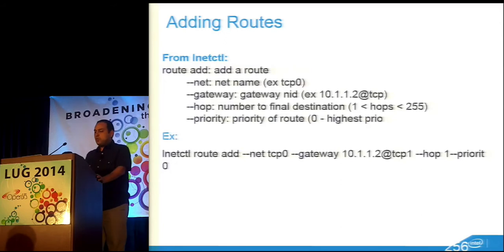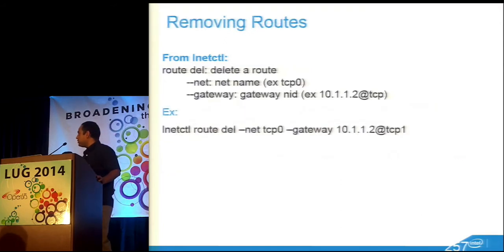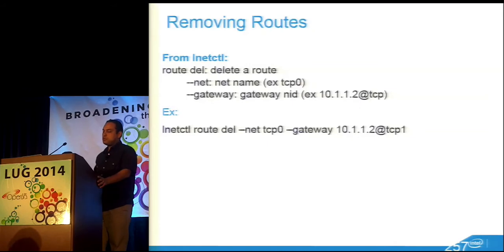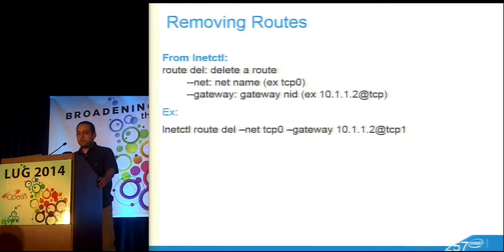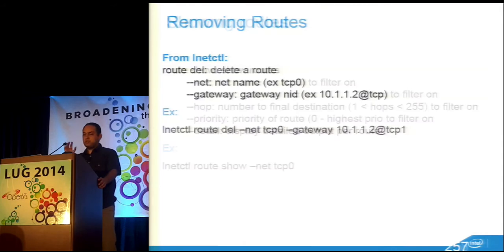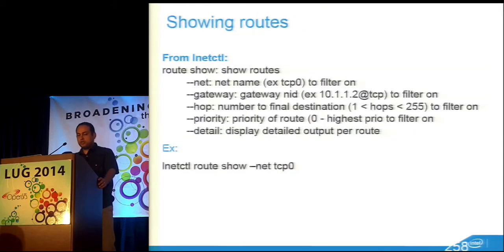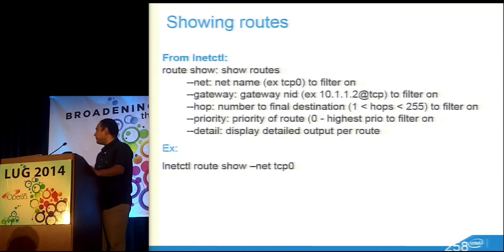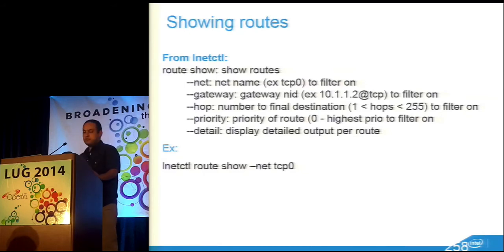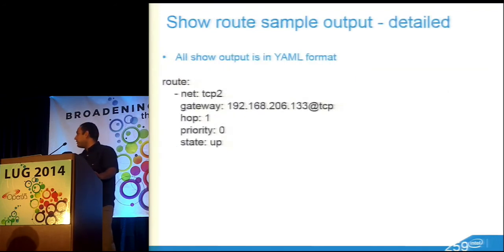And when you show, you can also use those parameters to filter. So say you want to show all routes with a specific net or gateway or a hop or whatever, you can specify those parameters and it will filter the output on that field that you specified. This, for example, shows a specific route. Again, all output is in YAML format, as you can see. And when you specify the detailed keyword, it displays hop, priority and state. Without the detail, it just specifies the net and gateway.